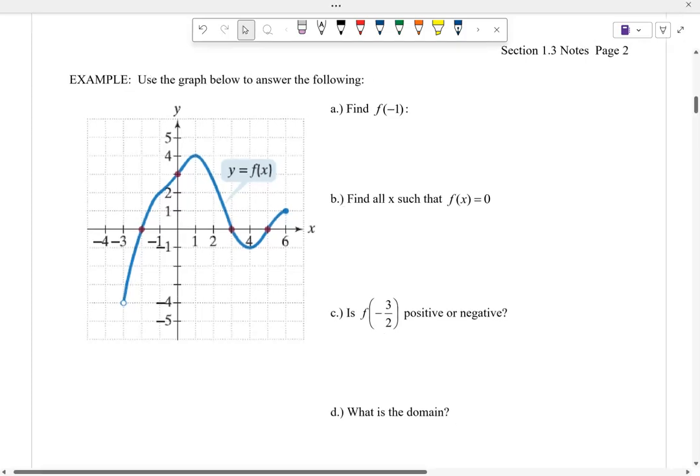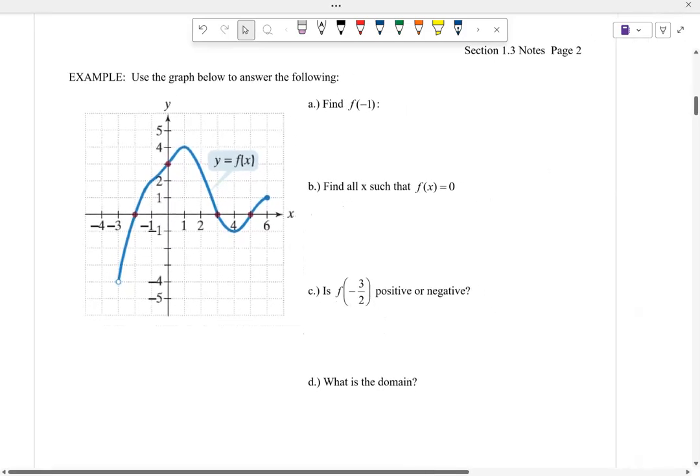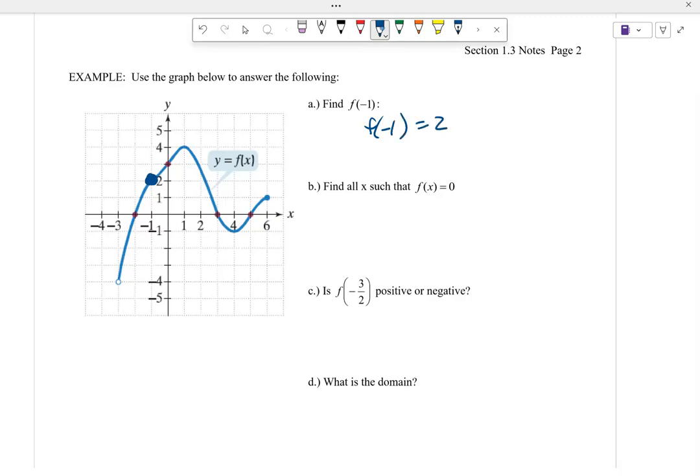So go ahead and pause the video, make this a you try it problem, and then we'll go through the answers. Now, first one here, we're finding the functional value when x is -1. It looks like it's right there. So f of -1 is that y value of 2.